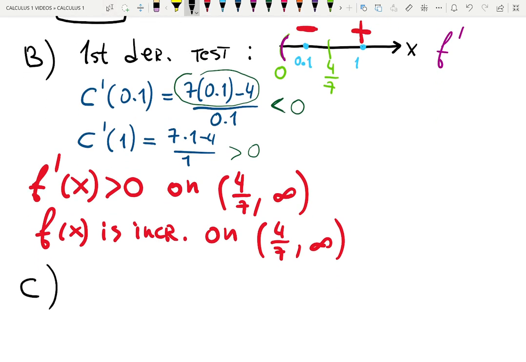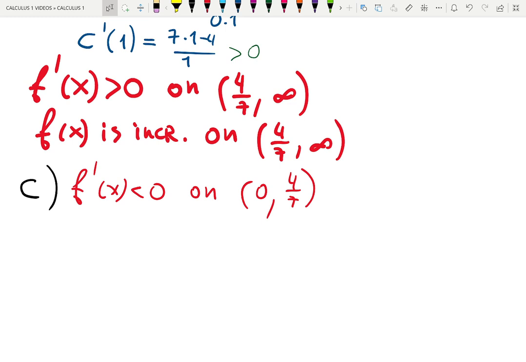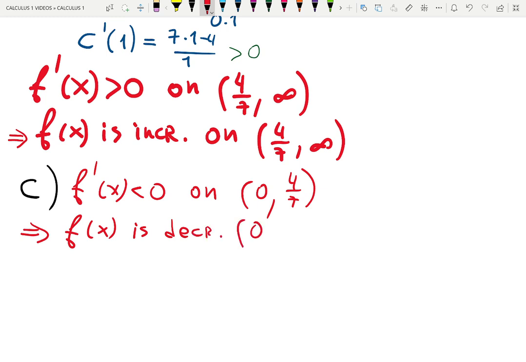C is asking about a decreasing interval. And to be consistent, I'll write down for you that the derivative was negative on 0 to 4/7. This means then the original function is decreasing on that interval, on 0, 4/7. Does that make sense?